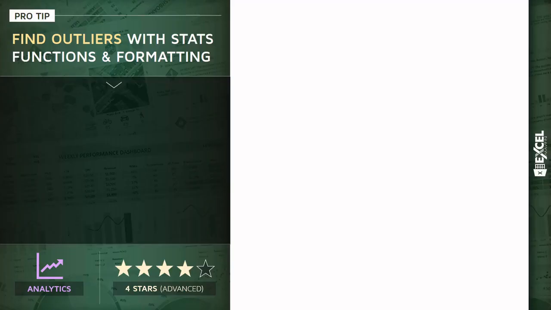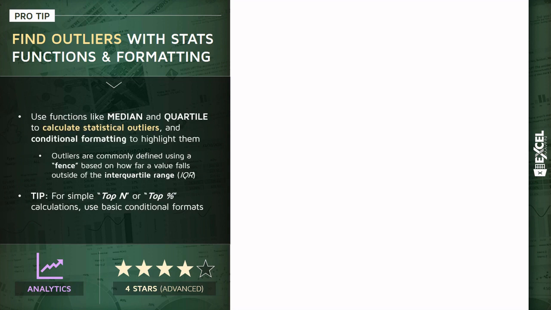All right, for this pro tip, we're getting a little bit more advanced. This is a 4-star analytics tip. We're going to talk about how to find or detect outliers using a combination of stats functions and conditional formatting. Now, what we're going to do here is use functions like MEDIAN and QUARTILE to actually calculate statistical outliers, and then we're going to apply conditional formatting rules to draw attention to them or highlight them within our columns.